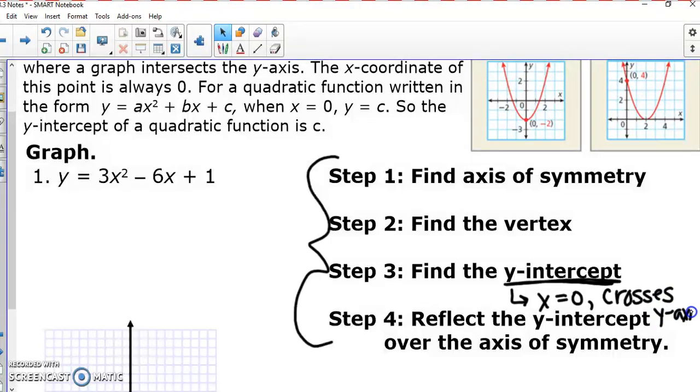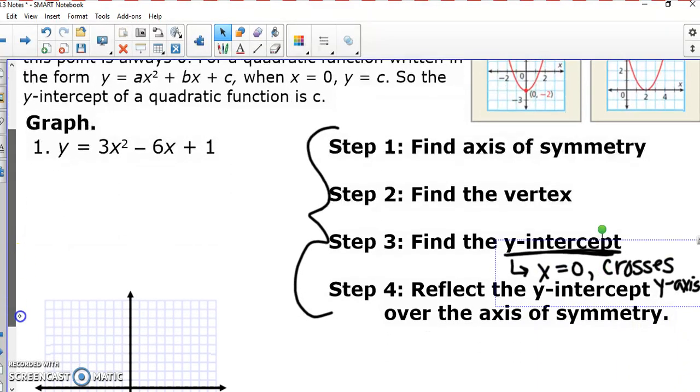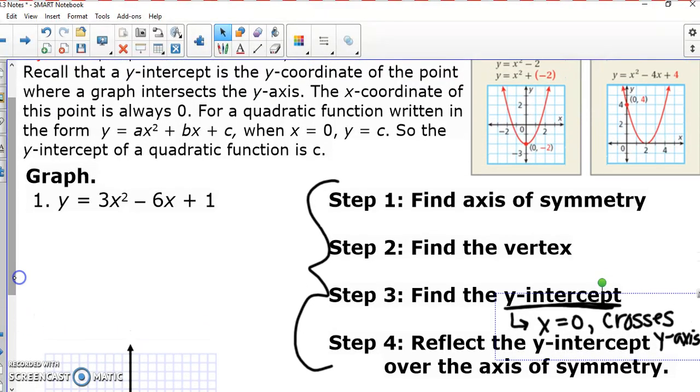So it crosses the y-axis. So far we've just been talking about the x-intercepts, or the zeros. Remember, that was where it crossed the x-axis, but now we're going to see where it would cross the y. And then after that, to get another couple points that we can graph from, we're going to just reflect the y-intercept over the axis of symmetry. So let's look at this first example here.